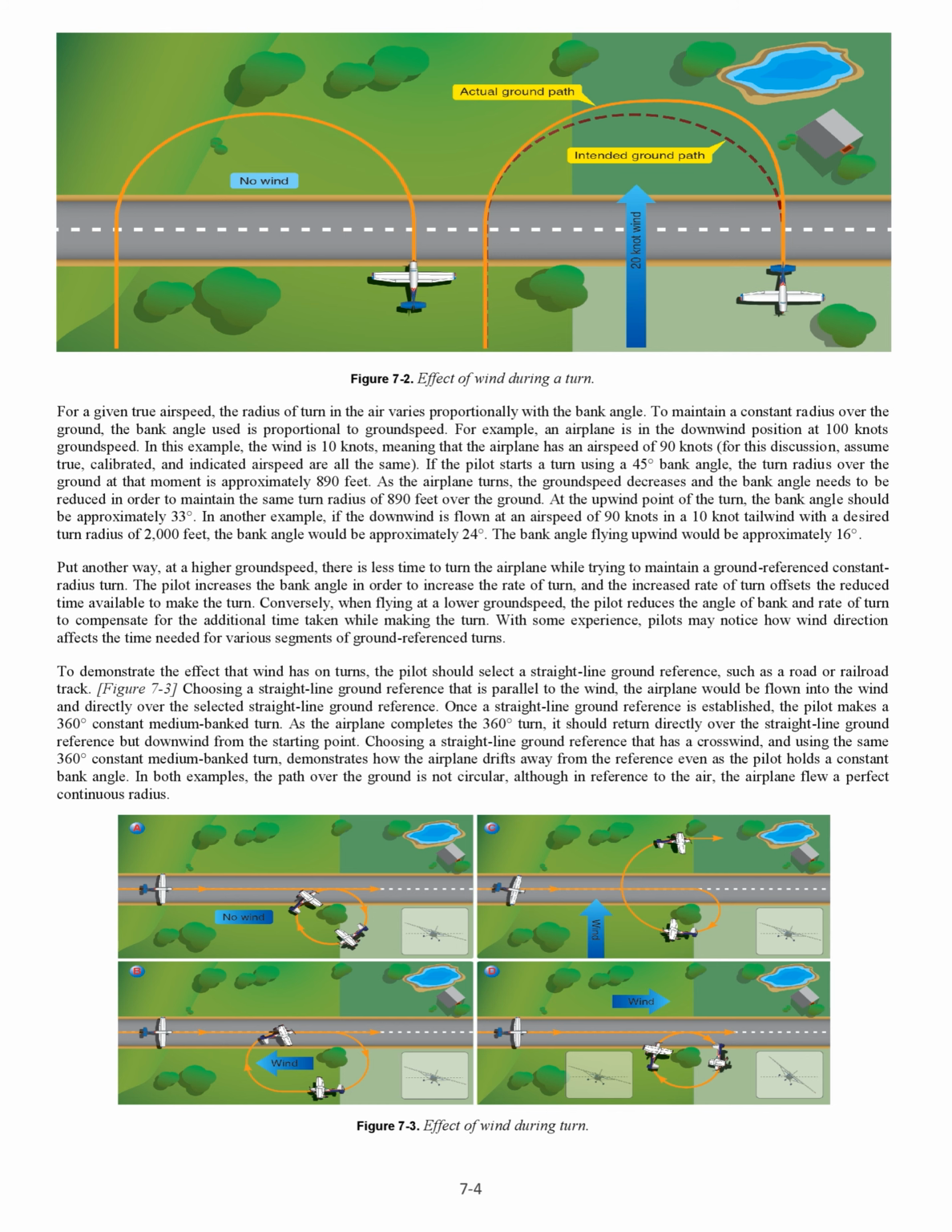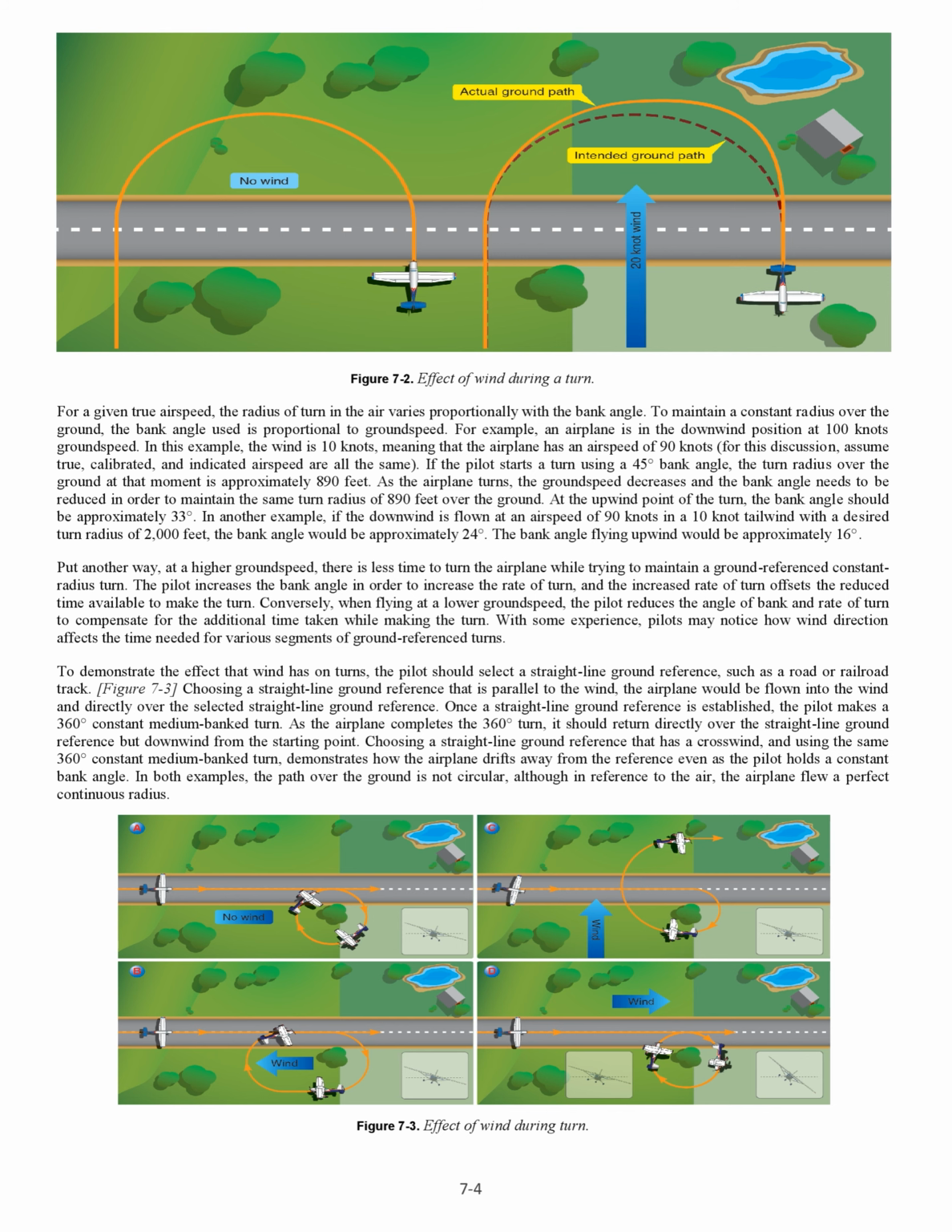In another example, if the downwind is flown at an airspeed of 90 knots in a 10-knot tailwind with a desired turn radius of 2,000 feet, the bank angle would be approximately 24 degrees. The bank angle flying upwind would be approximately 16 degrees. Put another way, at a higher ground speed, there is less time to turn the airplane while trying to maintain a ground-referenced constant radius turn.